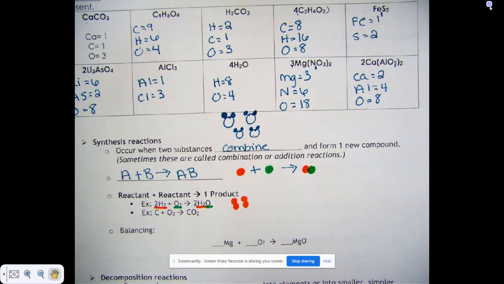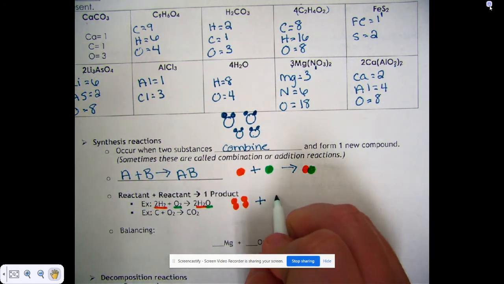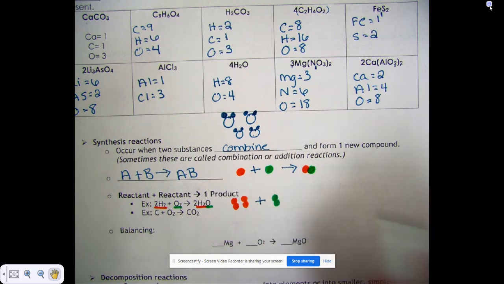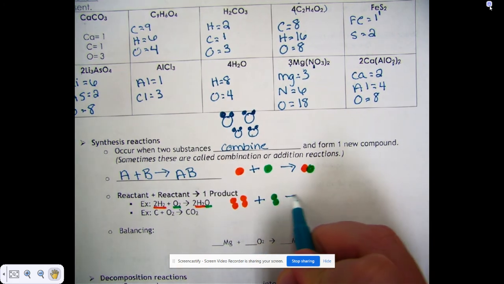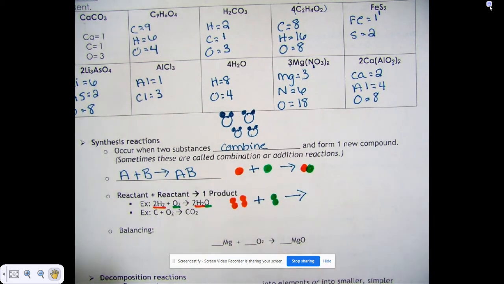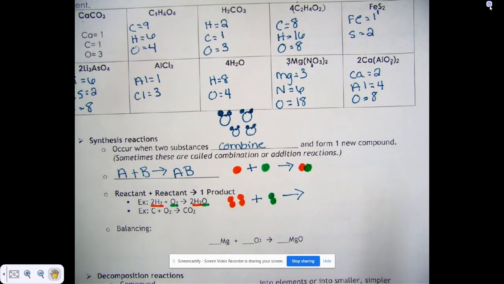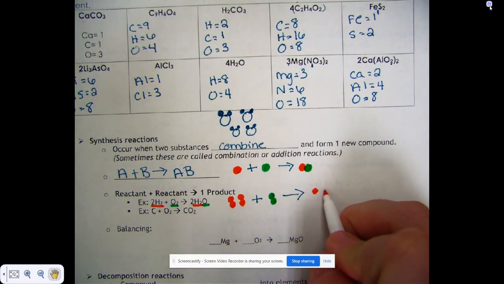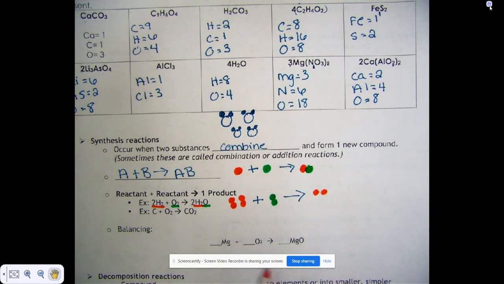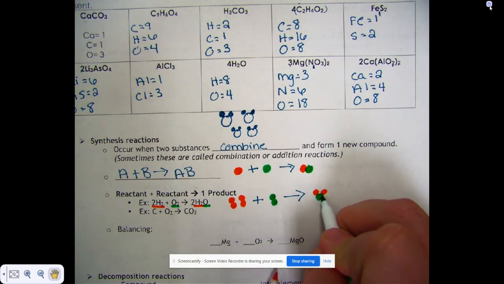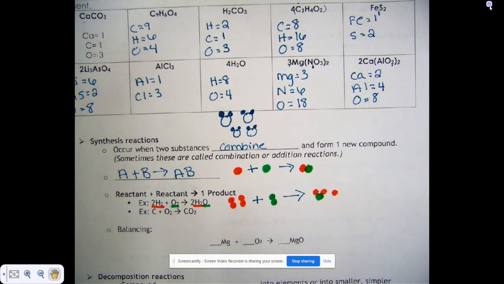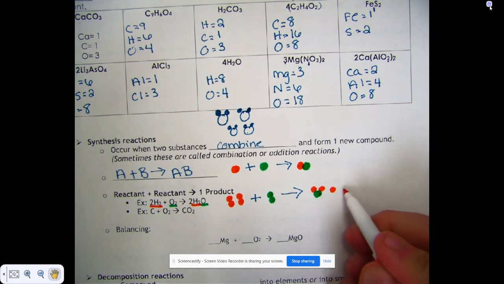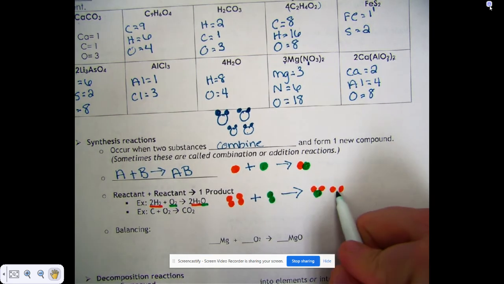All right, so I have 2H2 plus O2. So just one O2, two oxygens. So a single plus a single, and it's going to give me a combination of those two. And it gives me 2H2O. So two H's and one O. Now, how many of those do I have? That's right, I have two of them. One. And that makes two.